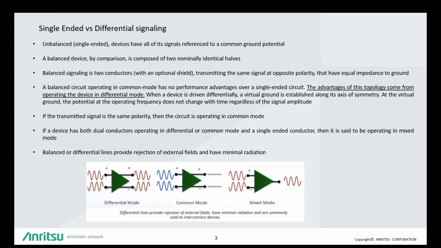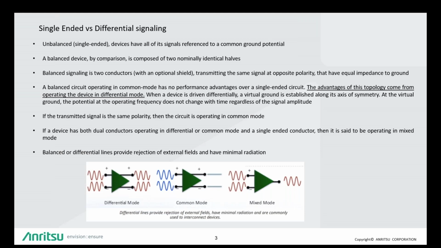Now, if you operate a balanced circuit in a common mode, it has no performance advantages over a single-ended circuit. The advantages of the balanced topology come from operating the device in a differential mode. When the device is driven differentially, you have a virtual ground that is established along its axis of symmetry. And if the transmitted signal is the same polarity, the circuit is actually considered operating in common mode. And if a device has both conductors operating in differential or common mode, then you're said to be operating in the mixed mode.